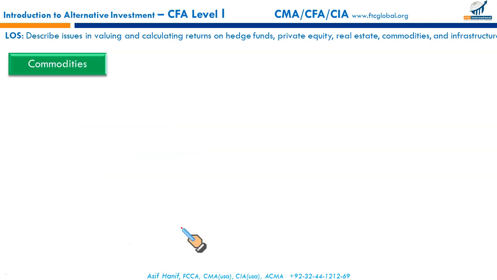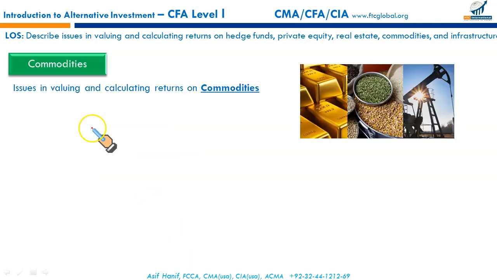Then we have commodities. Issues in valuing and calculating returns on commodities. Valuation of commodities depends on various factors. Valuation depends upon quality, the quantity in total, the grade which the commodity belongs to, location of delivery, time of delivery, and many other factors. And of course, storage cost and the convenience yield must also be taken into account. So these might be the issues in valuing and calculating returns on commodities.